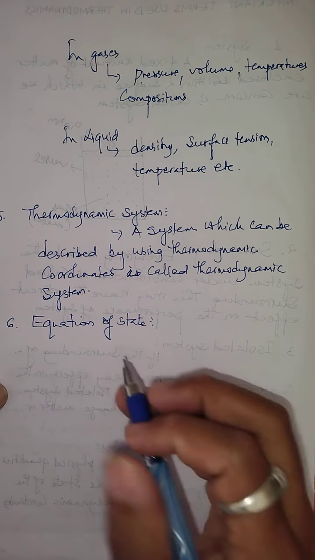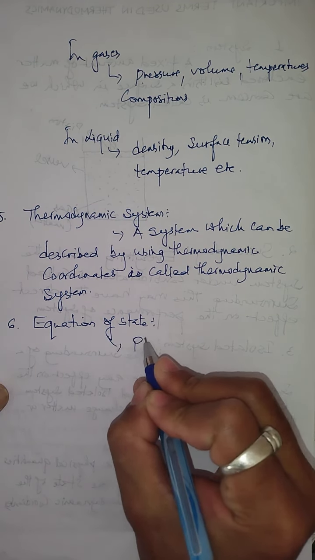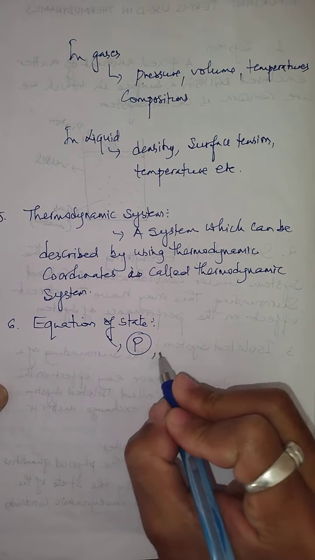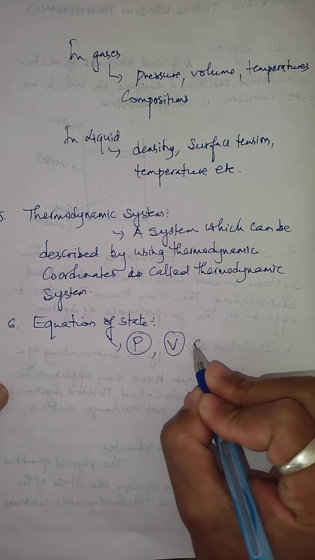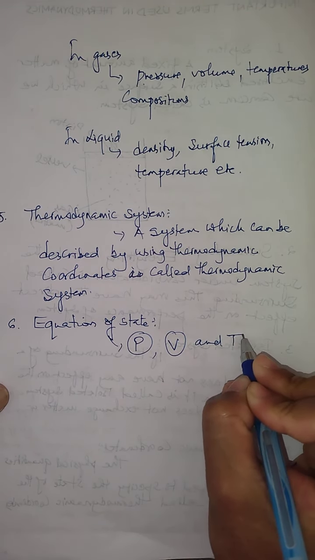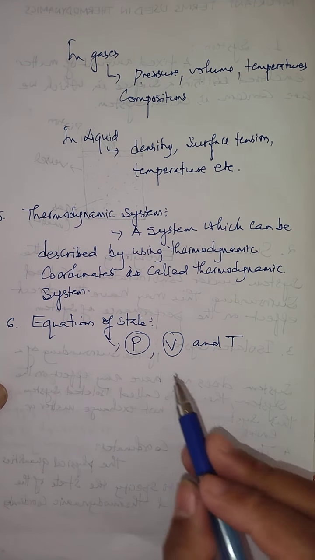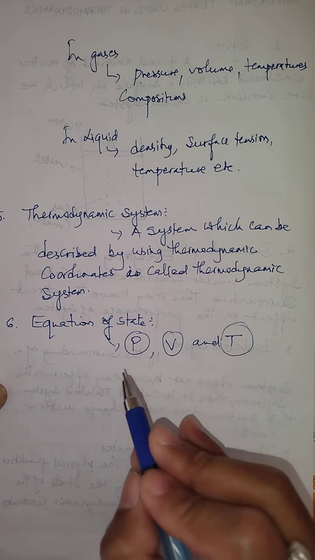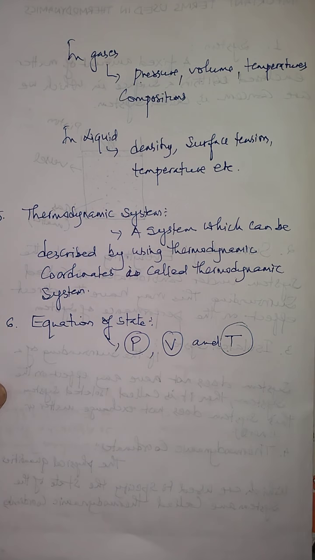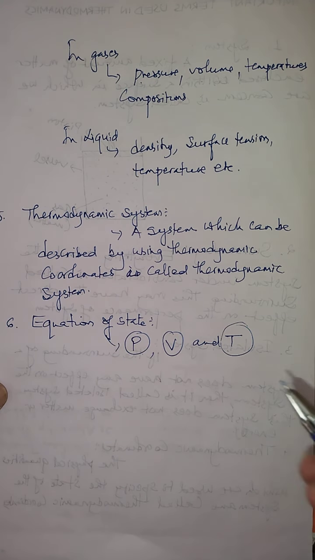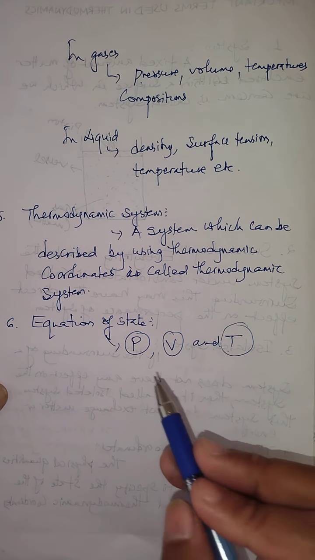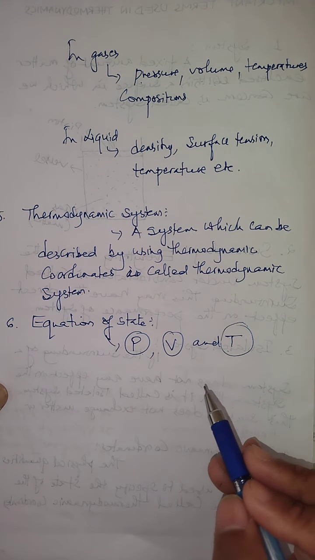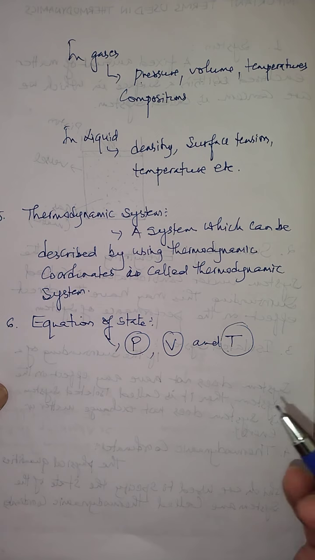This is nothing but the relation between pressure, which is marked by the letter P, volume marked by the letter V, and temperature, which is marked by the letter T. And this pressure, volume, temperature are also called thermodynamic coordinates, or variables, which determine or specify the thermodynamic system. And this pressure, volume, and temperature can be expressed by a relation, and this relation is called the equation of state.